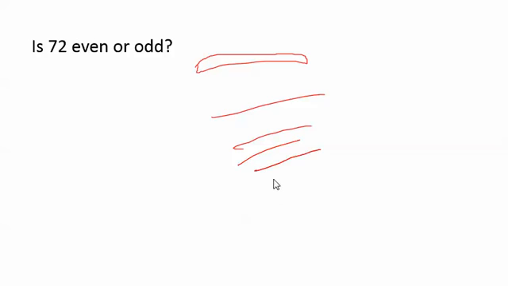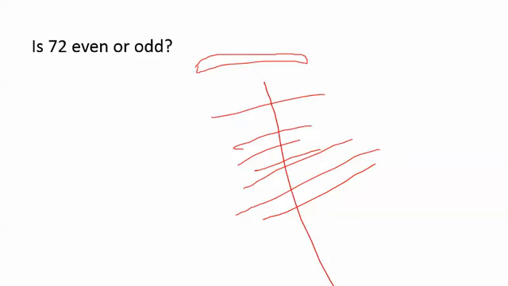Same way. 72. I'm just drawing 7 tens rods. You can even do quick tens: 10, 20, 30, 40, 50, 60, 70. What do we know about them? They can always be split. So we just have to worry about the 2.